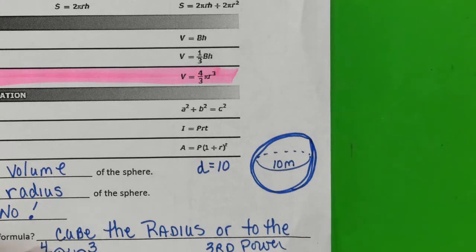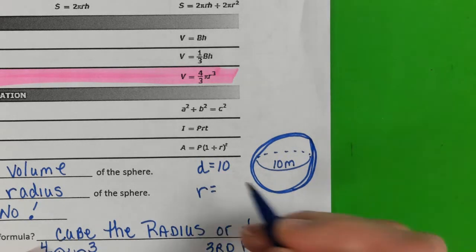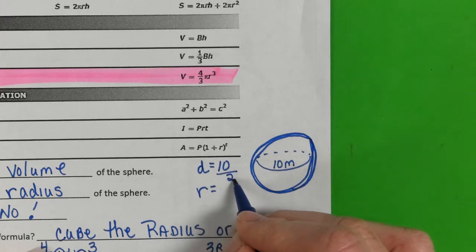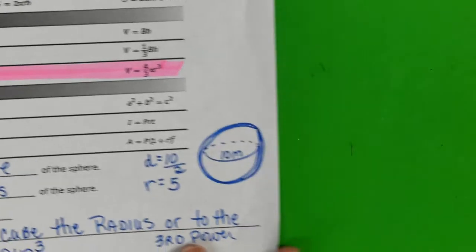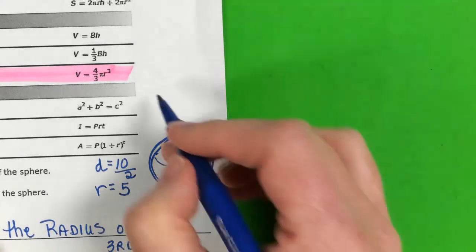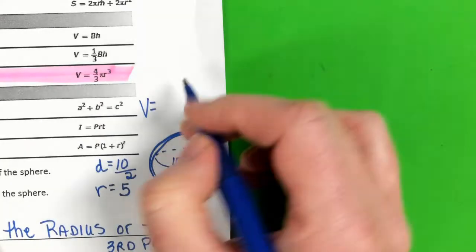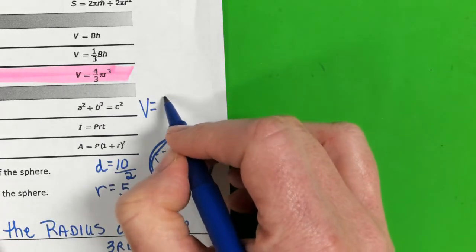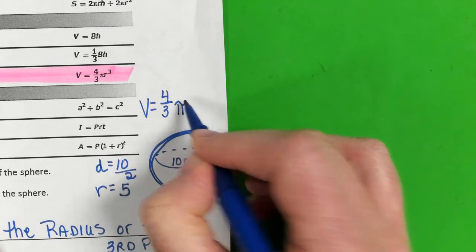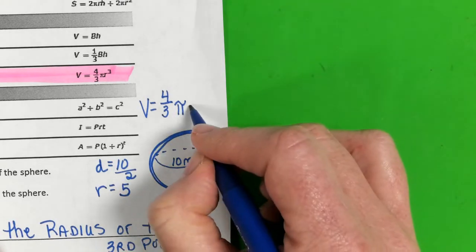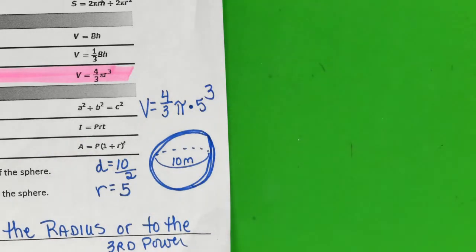The diameter is 10, so how do we get the radius? Remember, we have to divide it by 2 to get the radius. So the radius is 5. So when we go to plug this in to our calculator, to find the volume of this sphere, we would say that the volume equals 4/3 times pi times our radius, which was 5, cubed.